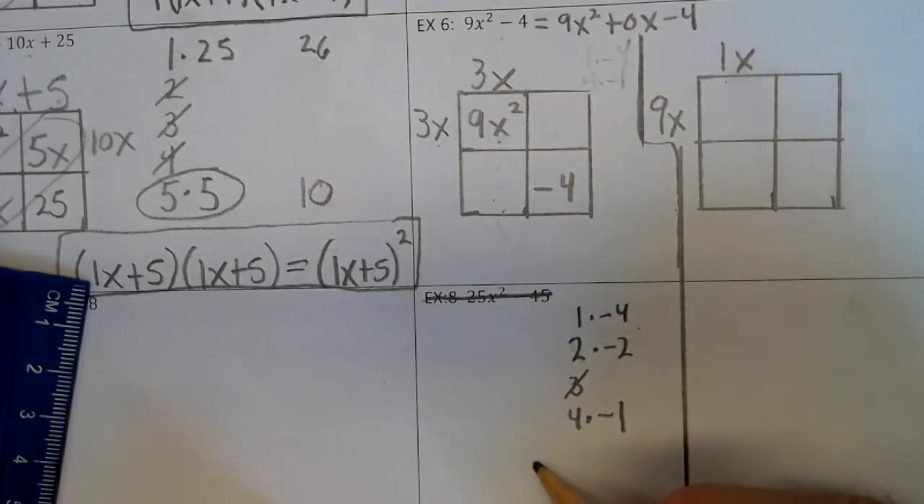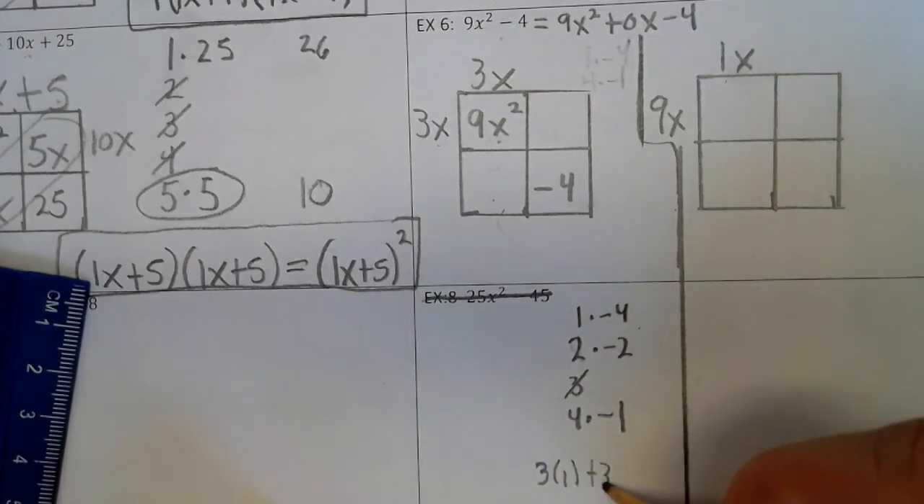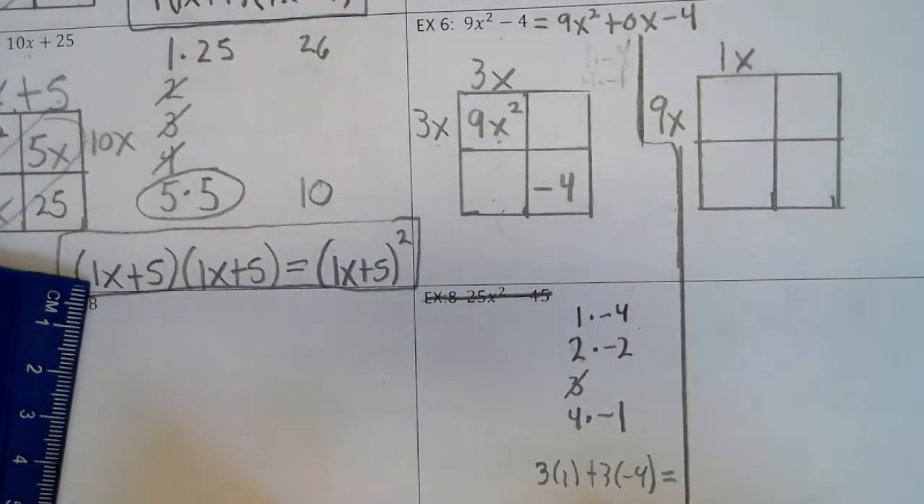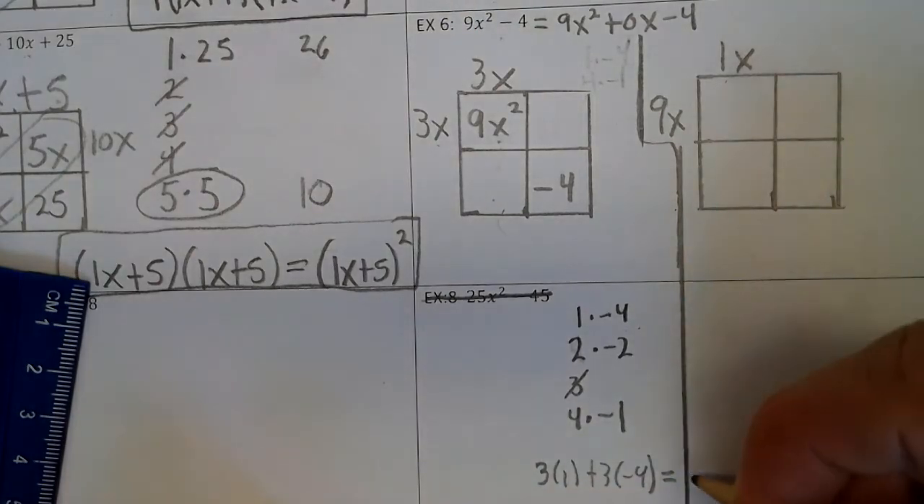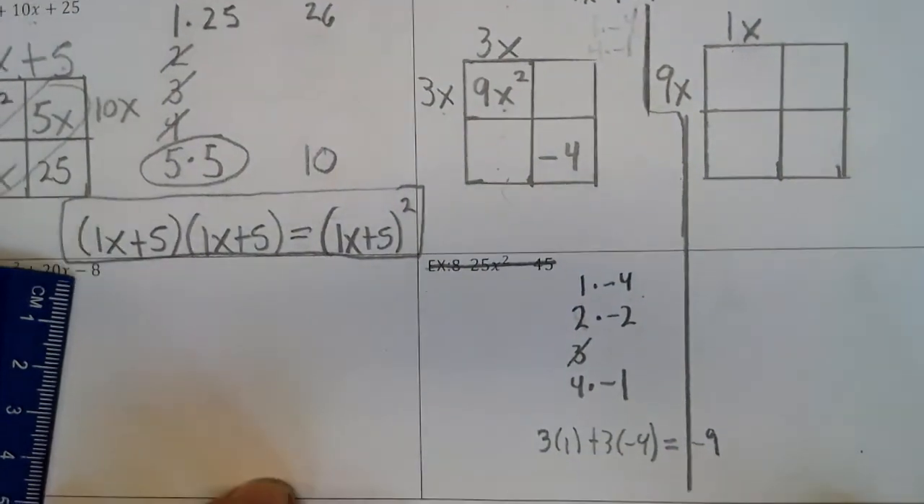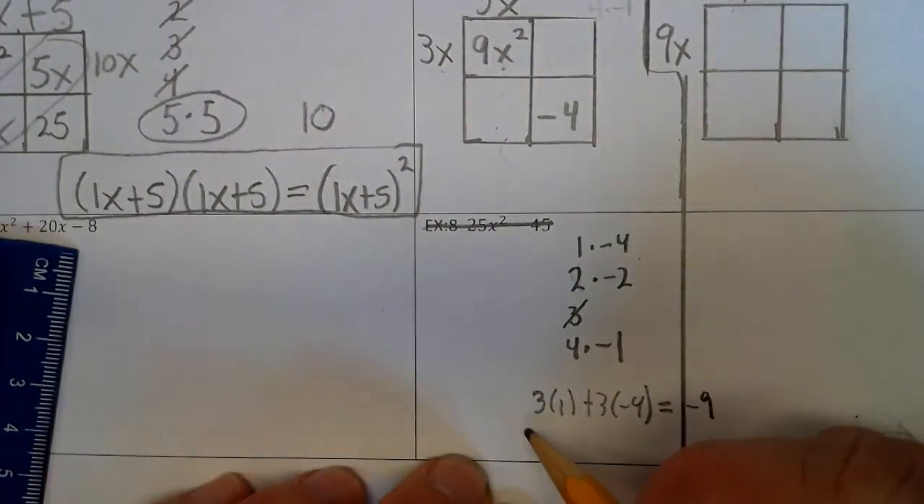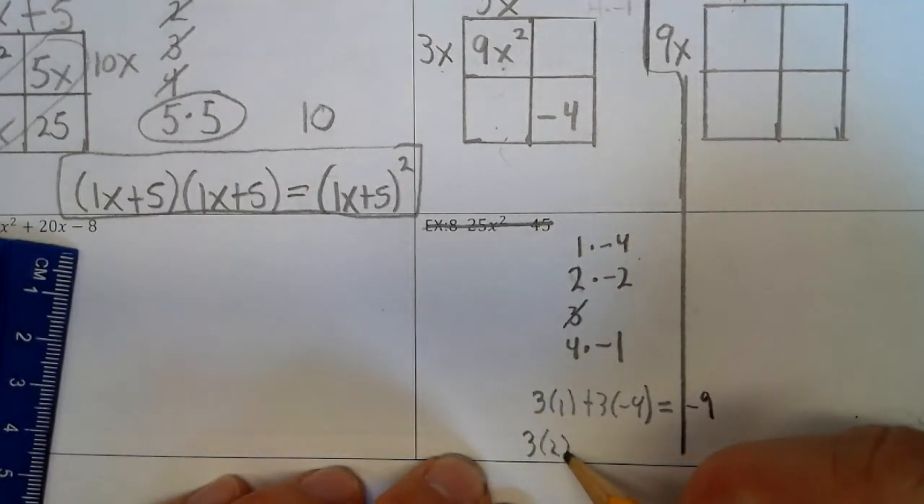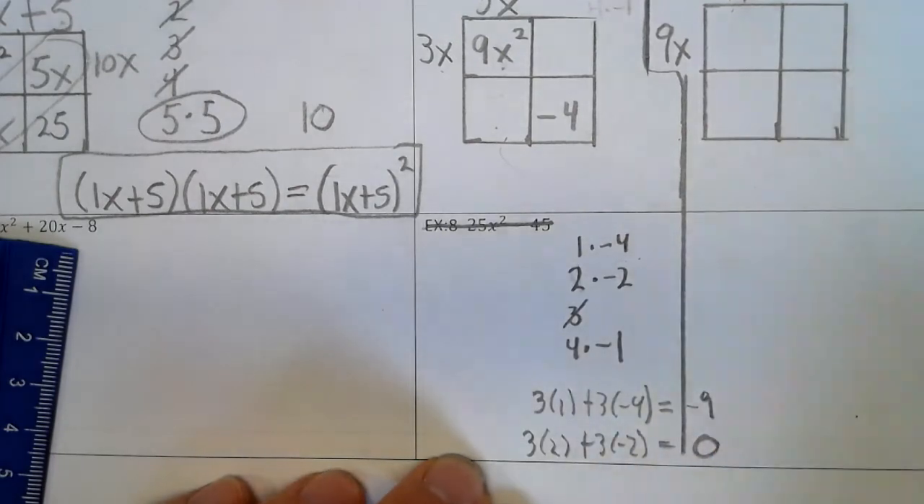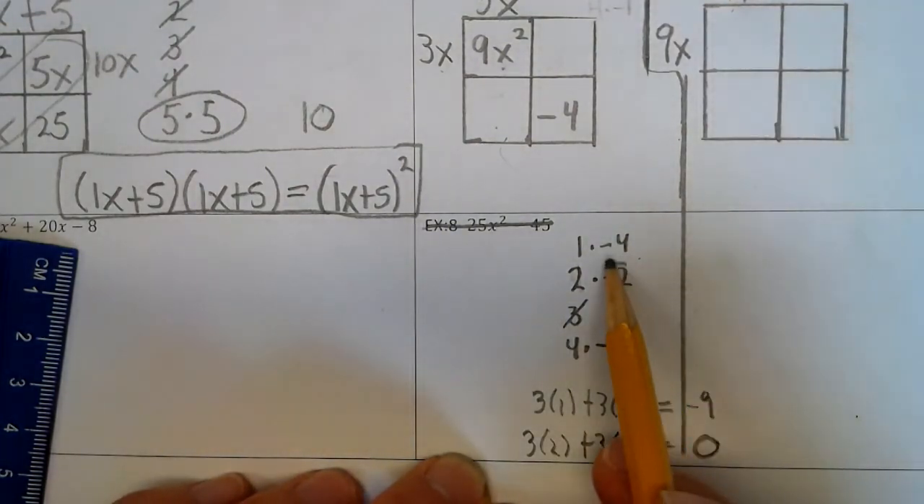So we try 3 times 1 plus 3 times -4. Well, that gives, let's see, that's -12 plus 3 is -9. Okay, that combination doesn't work. Now let's try 3 times 2 plus 3 times -2. Well, that gives us 0. So that's our combination, 2 and -2.